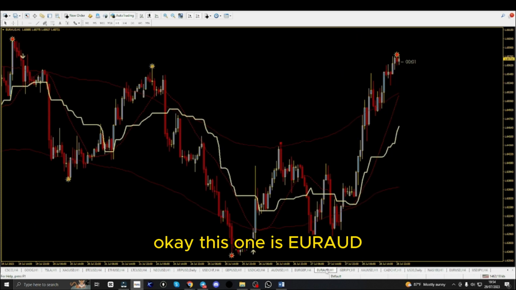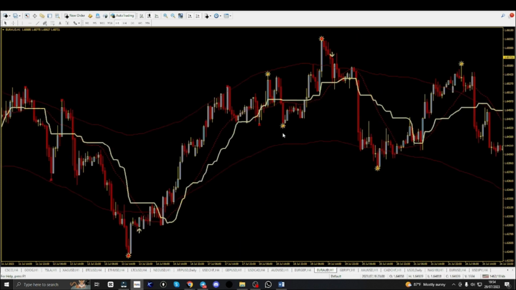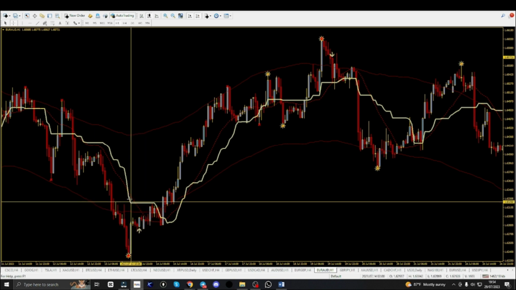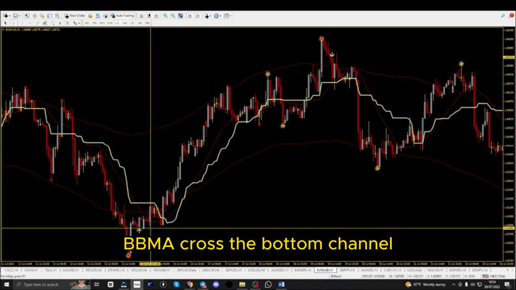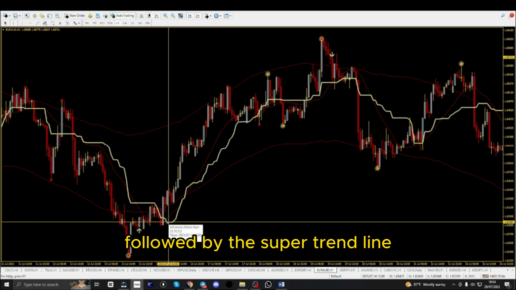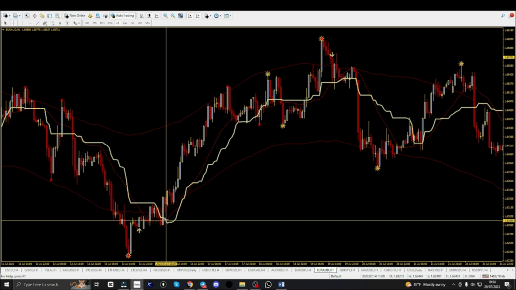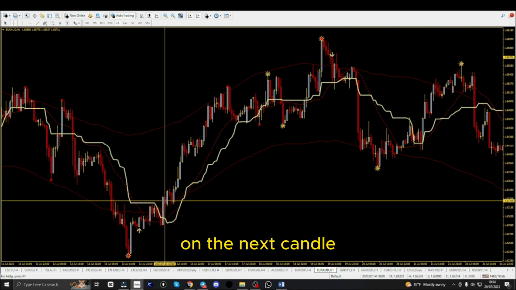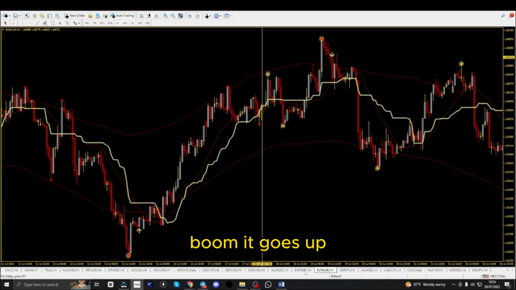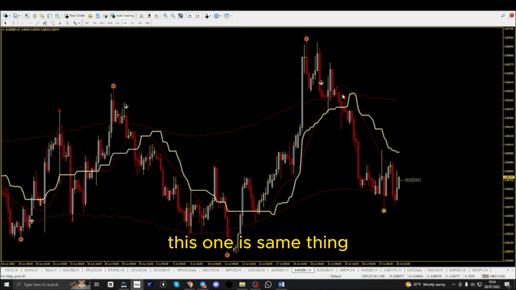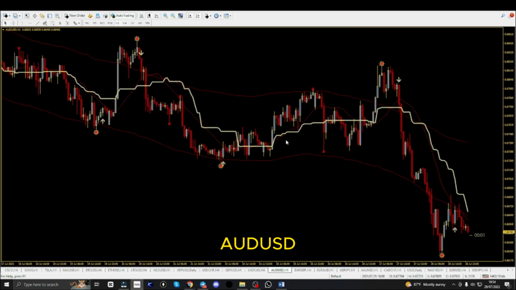Okay, this one is Euro AUD. All right, look at this one. The same thing. The BBMA crossed the bottom channel followed by the super trend line, the bullish candle. The next candle is your entry. Boom, it goes up. All right, I think this one is the same thing, Euro GBP. All right, this one is AUD USD, same thing.